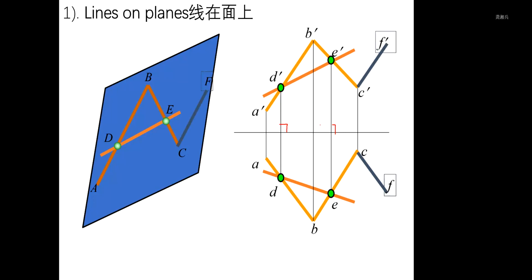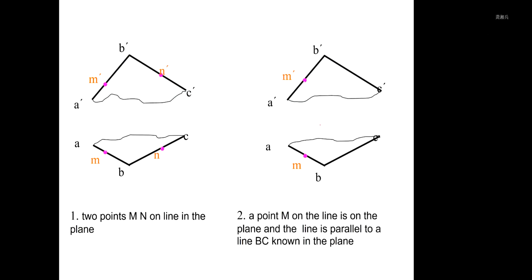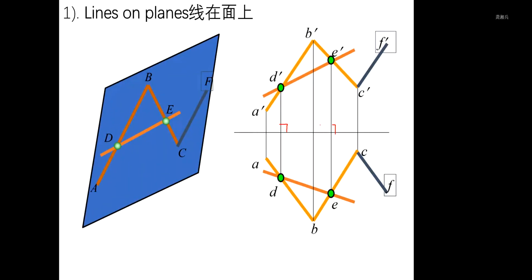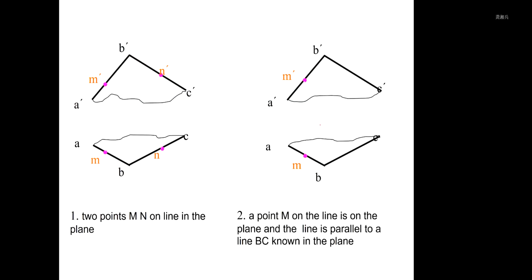Now the second one, you can use EF. EF belongs to the plane. AC and F belong to a plane, and this means what? Here, the first one is two points M and N on a line in the plane, so this line belongs to a plane.